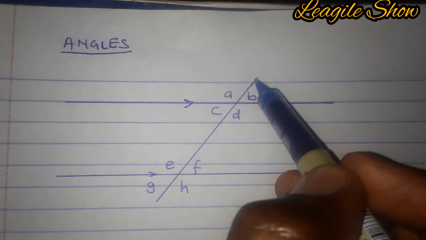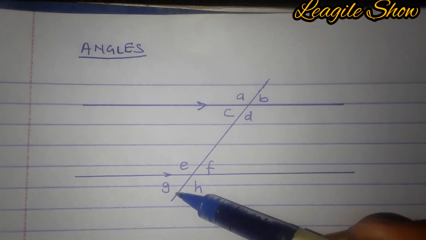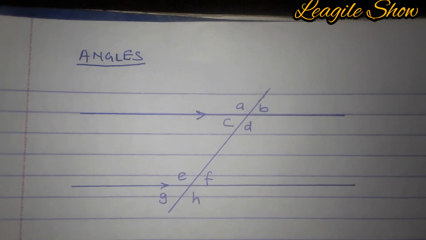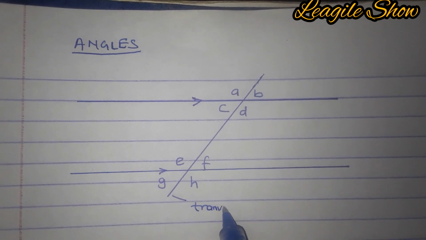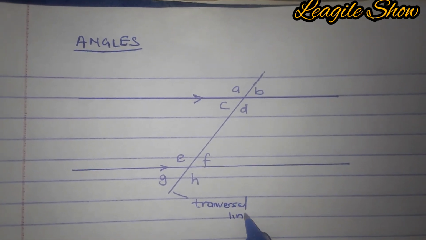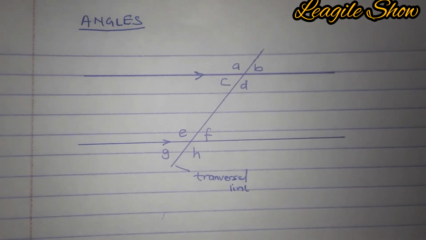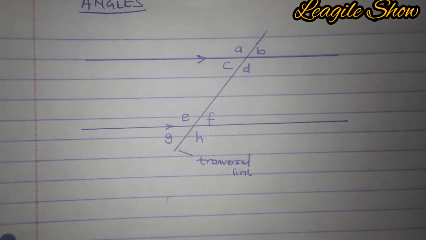then we have this line which is crossing this part. We call it the transversal line. We can name it transversal line. So using this diagram, we are going to check the various types of angles.